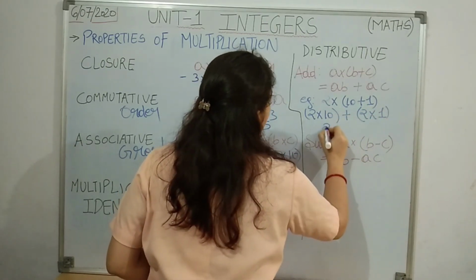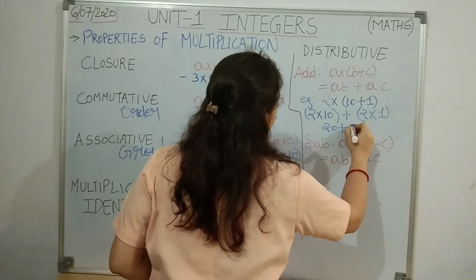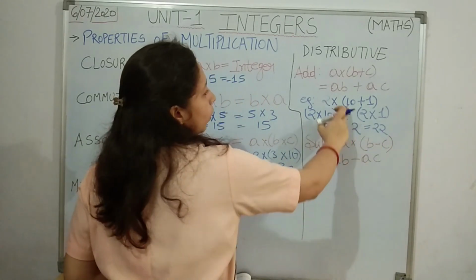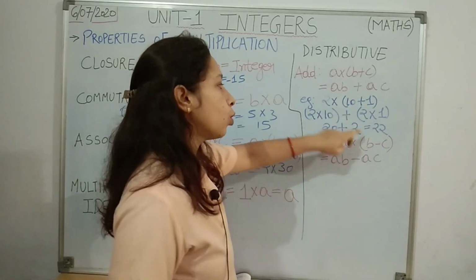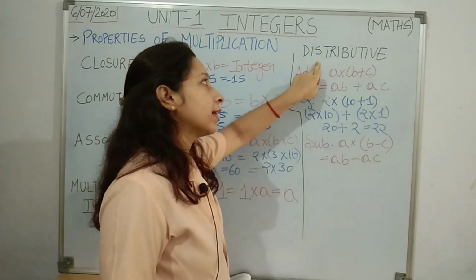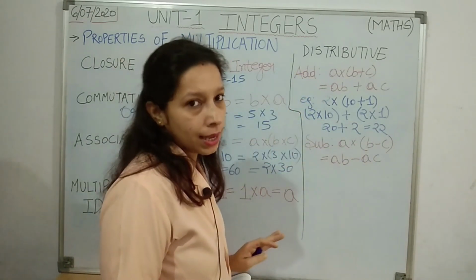So 2 10s are 20, 20 plus 2 1s are 2. So I will get 22. You can also do it directly: 10 plus 1, 11. 11 into 2, you are going to get the result 22. But anyhow we are understanding the distributivity property, so I have explained in this manner.